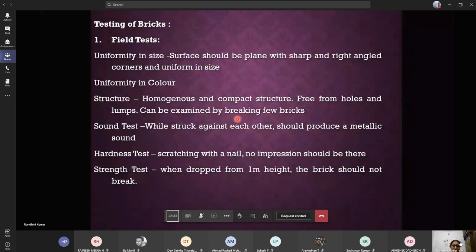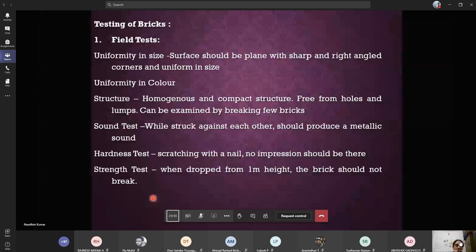Sound test: when struck against each other, they should produce a metallic sound. Hardness test: scratching with a nail, no impression should be there. Strength test: when dropped from 1 meter height, the brick should not break. If the internal material is not homogeneous, if the temperature burnt is not homogeneous within the brick, then it will break if you drop it from a particular height.